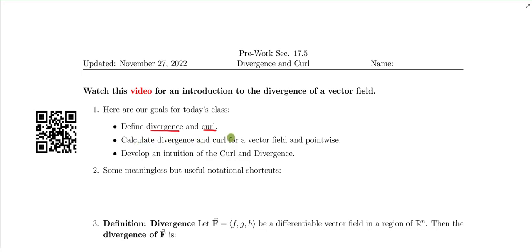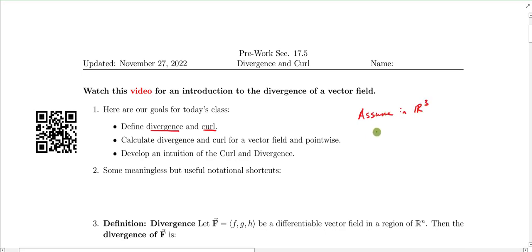Then we'll learn how to calculate each of those after we've defined them, for both vector fields and at particular points within a vector field. Then we'll develop an intuition for curl and divergence. So let me just say that in this section, let's assume that we are in R3.